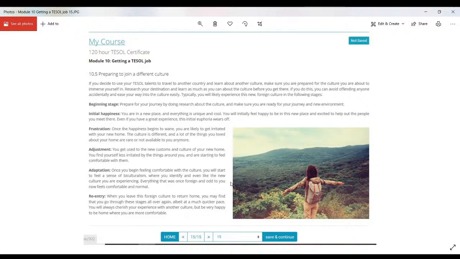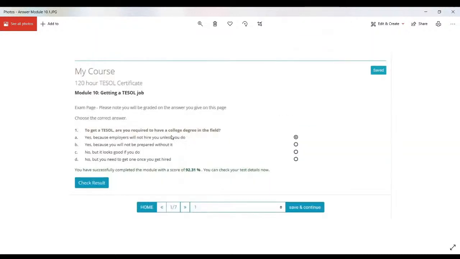So when you leave this foreign culture to return home, of course, you may find that you go through these stages all over again. All right. You will always cherish your experience with another culture, but be very happy to be home where you are more comfortable. Okay. Wow, finally, natapos na natin itong buong course at maraming salamat ulit. All right. So, let's proceed to the exams. Okay. Save and continue.